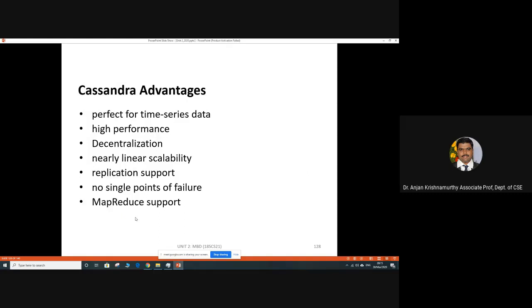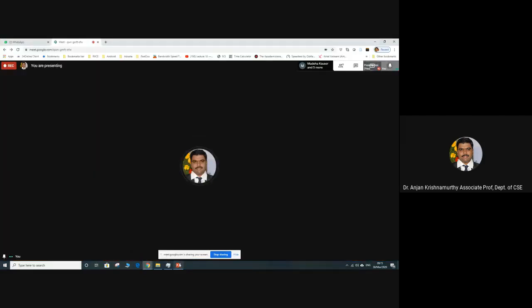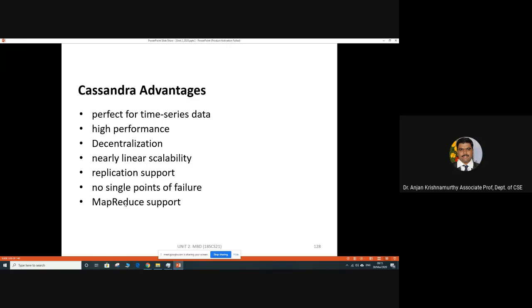The advantages of Cassandra are that it is perfect for time series data, high performance, decentralization, right? Nearly linear scalability, replication support, right? Then you have no single point of failure, MapReduce support.